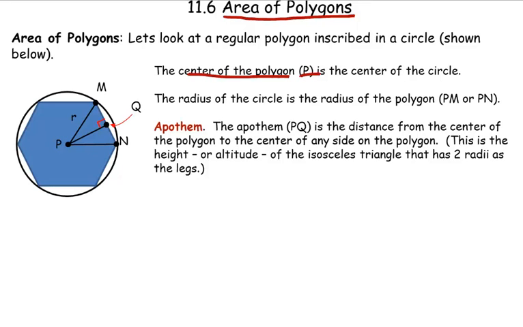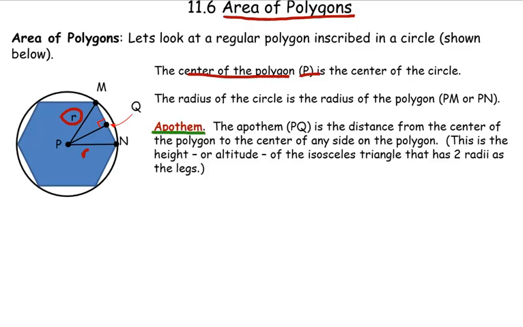And then the radius of that circle, right here, the radius, is PM. That's also going to be the radius of my polygon, P to M. And that M is also one of the vertices of my hexagon. And then this side over here is also a radius. And so what we get is an isosceles triangle. So let's look at this last term here, the apothem.